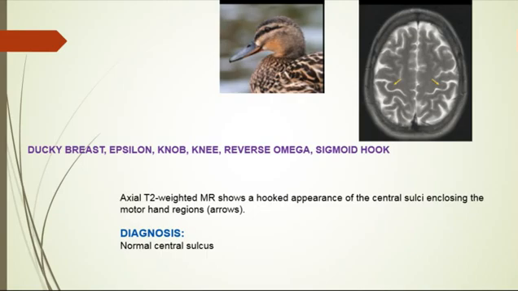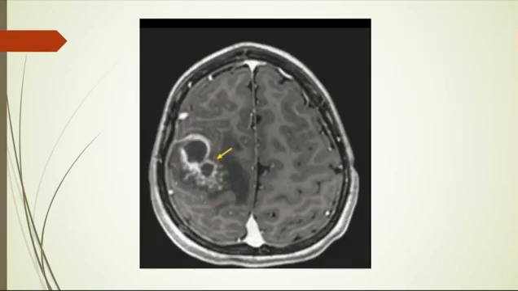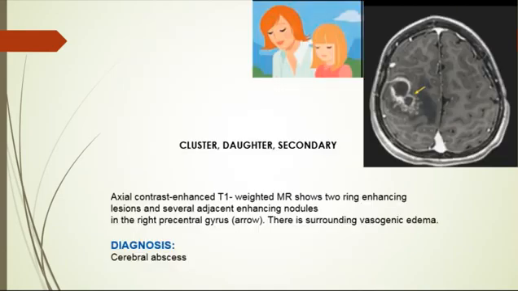Okay? Now, what do you see here? What's going on? Describe, what do you see? There is a lesion, it's intraaxial, it has ring enhancement, surrounding edema. Exactly, and it's not one lesion, there are at least two, if not more, okay? So, the sign here is what's called cluster sign, daughter sign, or secondary sign, okay?